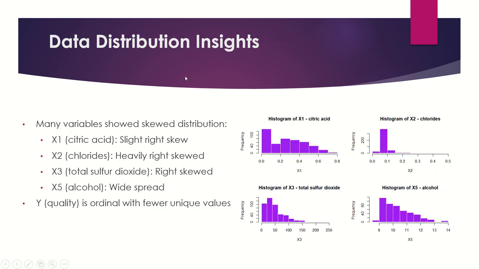Data distribution insights. Many variables showed skewed distribution. X1 citric acid: slight right skew. X2 chlorides: heavily right skewed. X3 total sulfur dioxide: right skewed. X5 alcohol: widespread. Y, which is quality, is ordinal with fewer unique values.